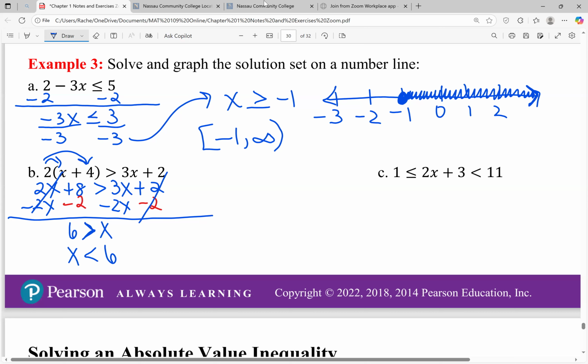So if I were to put this on a number line, x is strictly less than 6, not including 6. So I'm going to put an open circle on 6, and I'm going to shade everything to the left. And let's also practice interval notation. So my solution set is anything less than 6, right? So everything towards negative infinity. So in interval notation, I could write it as negative infinity to 6. It's going to be an open parenthesis on both because 6 is not included.